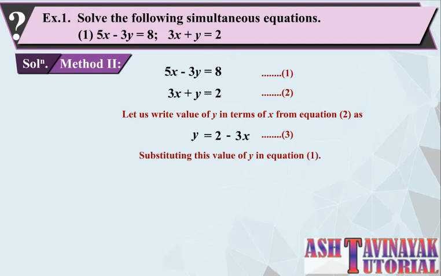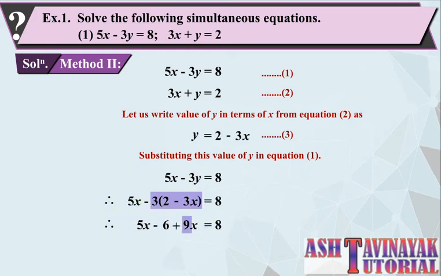Substituting this value of y in equation 1, 5x minus 3y is equal to 8. Therefore, 5x minus 3 multiplied by 2 minus 3x is equal to 8. Therefore, 5x minus 6 plus 9x is equal to 8. Therefore, 14x minus 6 is equal to 8.